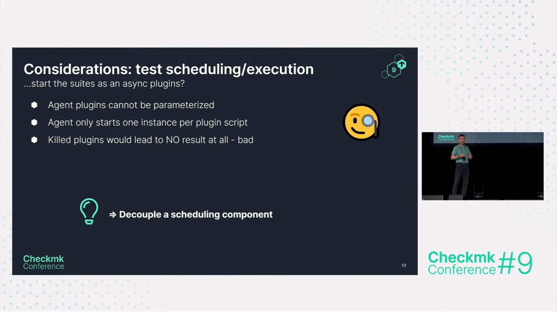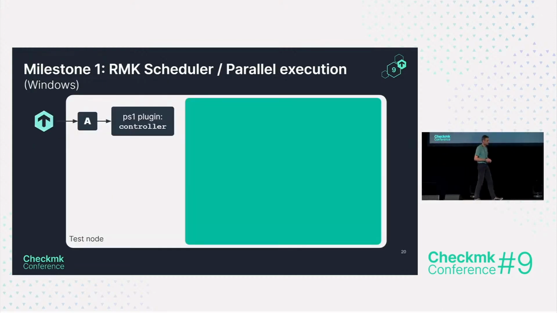And let me now explain how this will work on Windows. In version 1 of Robotmk, the bakery deployed the Robotmk Python plugin. In version 2, this will be a so-called controller plugin. This is written in a system scripting language like PowerShell on Windows or Shell on Linux. This example is for Windows. This controller has two tasks. It has to start the scheduler, and it has to produce agent output.